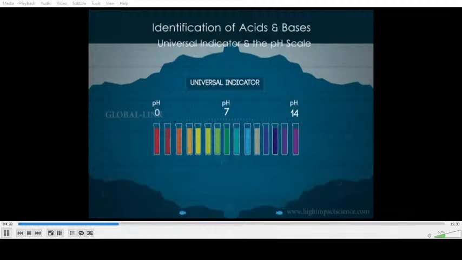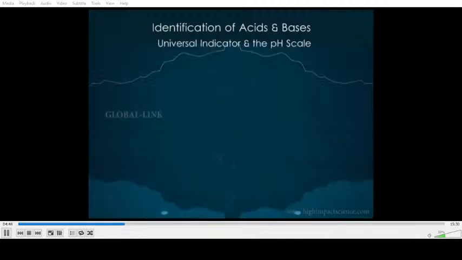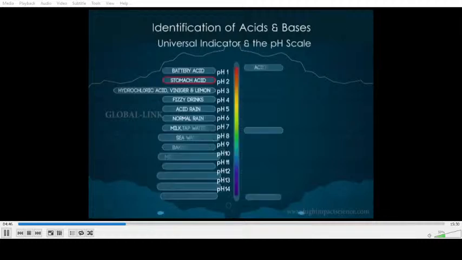Again, it can be used as a liquid or a paper. The pH runs from 0 to 14, with 0 being extremely acidic, 7 being neutral, and 14 being extremely alkaline. Stomach acid is a strong acid with a pH of about 2. Acid rain has a pH of about 5. Milk is neutral with a pH of 7.